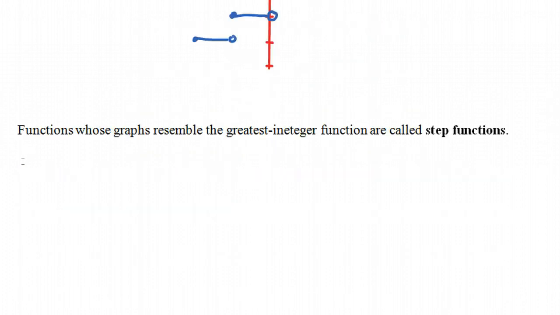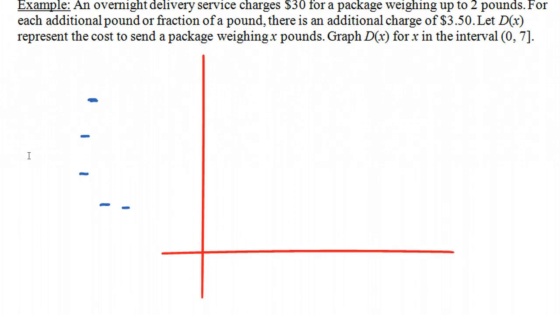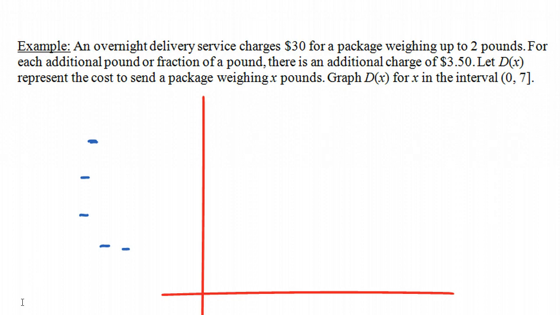And you might think, what does this have to do with actual real-world situations? But we're going to do an example here of a real-world problem where the graph of the function that we get looks like a step function. It is a step function. So let's read the example. It says an overnight delivery service charges $30 for a package weighing up to 2 pounds. For each additional pound or fraction of a pound, there is an additional charge of $3.50. Let d of x represent the cost to send a package weighing x pounds. Graph d of x for x in the interval 0 to 7.